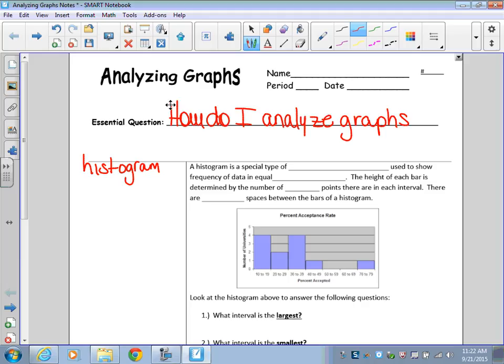So we're going to fill in our lines with the words that I'm currently writing. That first word is bar graph. The next word is going to be interval. Next, you're going to write data. And then finally, you're going to write the word no.